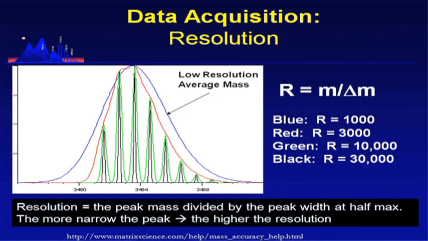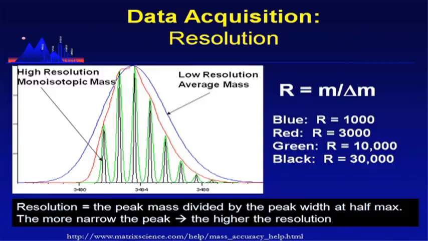And resolution is how well you can distinguish one peak from its neighboring peak. A high resolution instrument, such as the green or the black trace, is going to be able to distinguish this isotopic pattern and allow you to measure the monoisotopic mass. A low resolution instrument, or when you get past that mass range where you can get this resolution, is going to give you what we call an average mass. So it's going to give you one peak, and you're going to calculate your mass at the apex, which is going to be the average of all the isotopic contributions. Okay? So that's the concept of resolution.